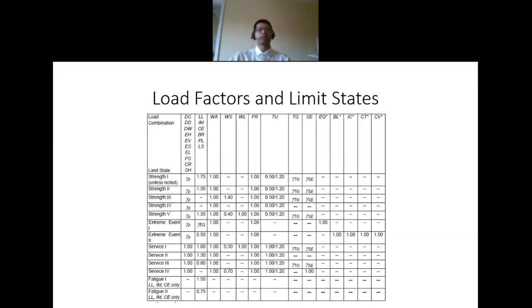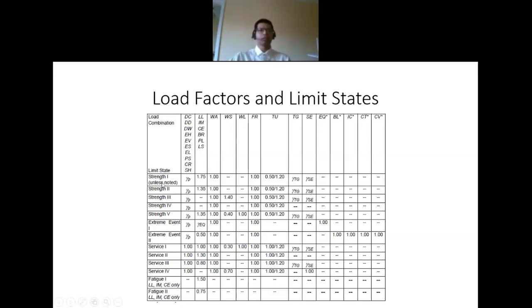Based on these limit states, there are different load factors associated with the load combinations. This table is from the AASHTO manual, which is the American Association of State Highway and Transportation Officials. There are a few values which need to be referred to from another section in the same manual, like you can see gamma P and gamma TG and those values. So the basic concept here is, now we have values for all the loads: DC, DD, DW, EH, EV, LL, IM, all these.